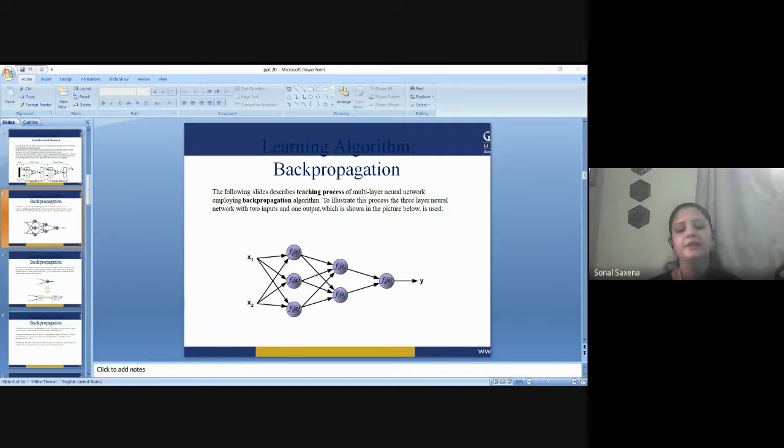Now, in fitting a neural network, backpropagation computes the gradient of the loss function with respect to the weights of the network for a single input-output example. And it does so efficiently, unlike a naive direct computation of the gradient with respect to each weight individually. This efficiency makes it feasible to use gradient methods for training multi-layer networks, updating weights to minimize loss. Gradient descent or variants such as stochastic gradient descent are commonly used.